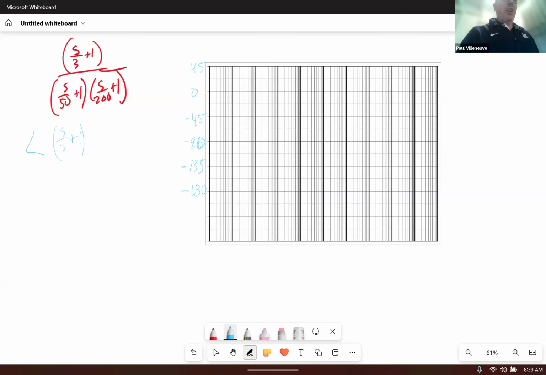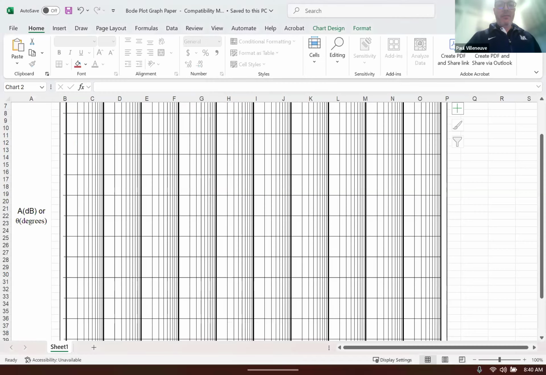So remember, this starts at 0.3 and ends at 30. And it's positive 45 degrees per decade. So this is going to be 0.1, 10, 100, 1,000. Am I off by one? Whoops, hold on.